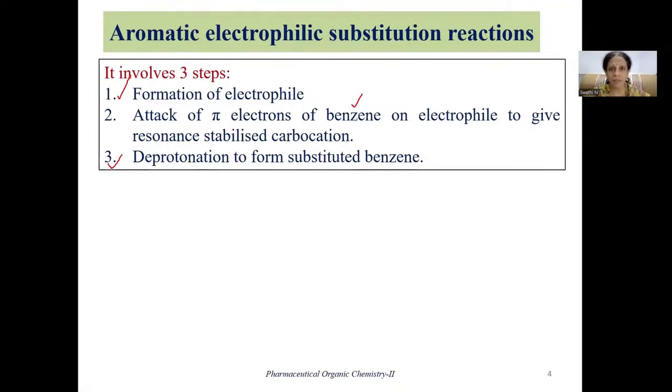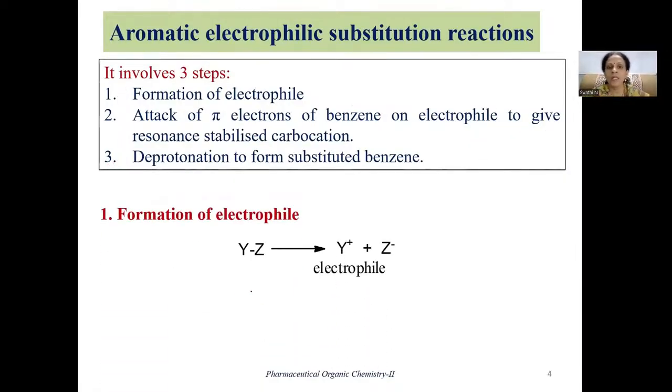Now let us deep dive into this mechanism step by step. So the first step is formation of electrophile. Let us consider YZ as the reagent. In the first step, this YZ undergoes dissociation. The bonded pair of electrons which are present between Y and Z atoms will be moved towards Z. As a result of this heterolysis, there will be formation of Y plus and Z minus ions. This Y plus, due to the electron deficiency, is considered as electrophile. And Z minus, because it is an electron-rich species, acts as base in the latter stage.